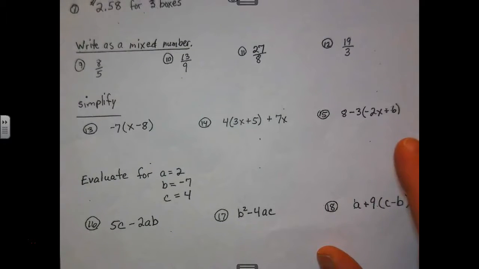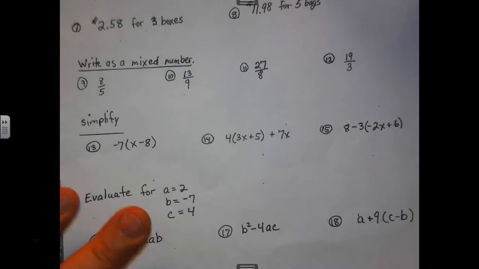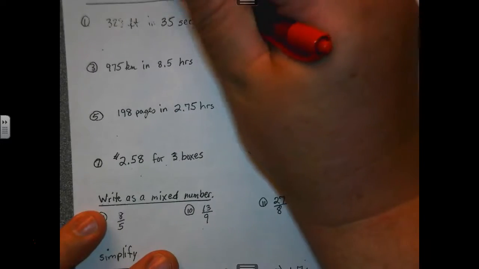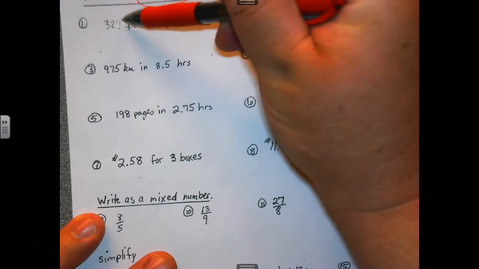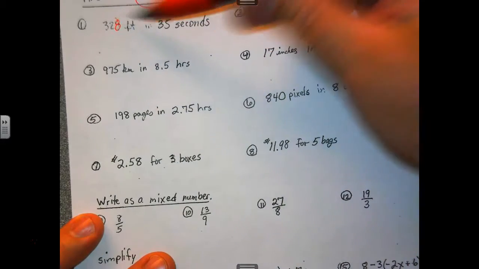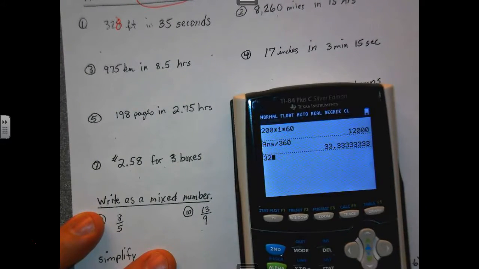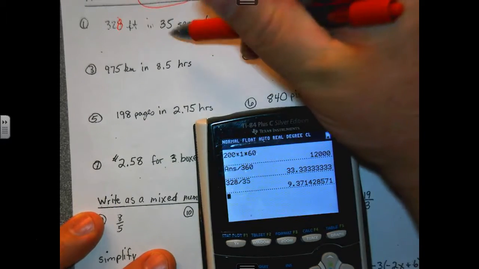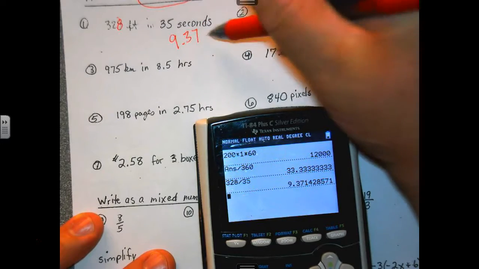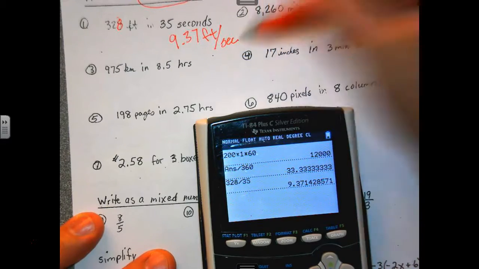When you get to the last page, this handwritten page, you know how to do the unit rates, right? Just divide them out. I think that's 328. Take 328 divided by 35, and you get 9.37 feet, because it's a unit rate per second. Remember, you've got to have one.